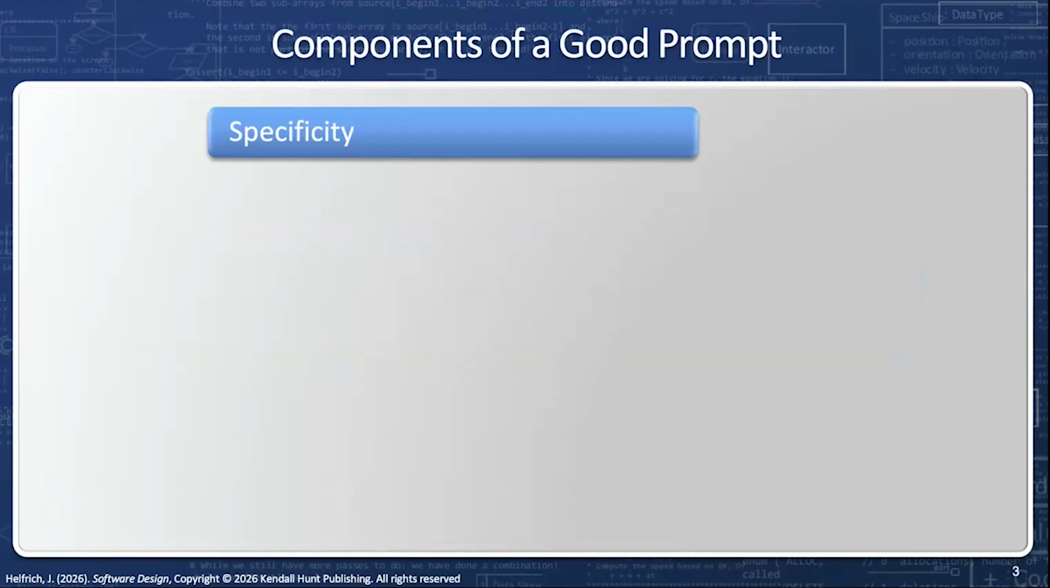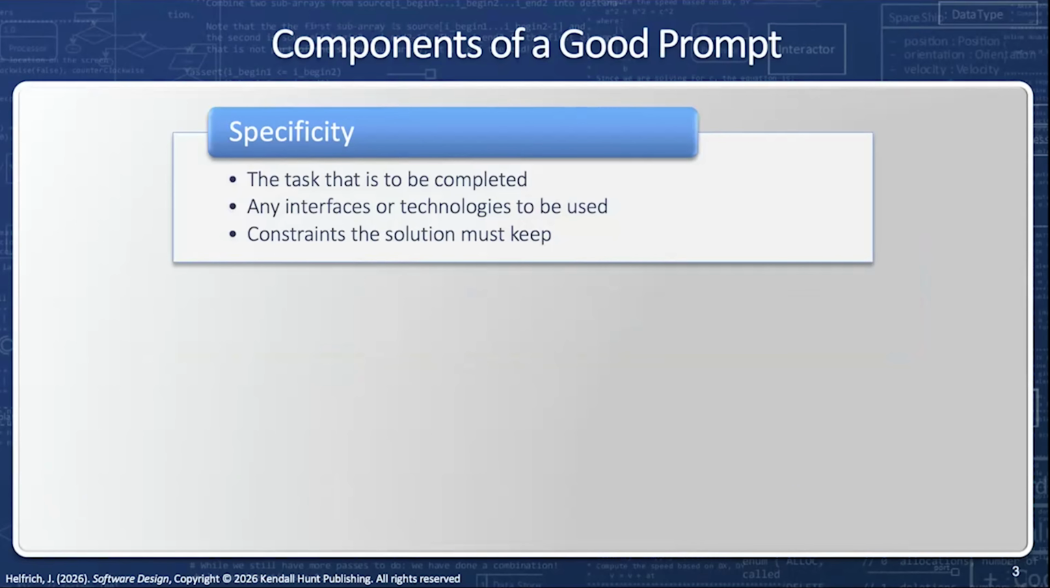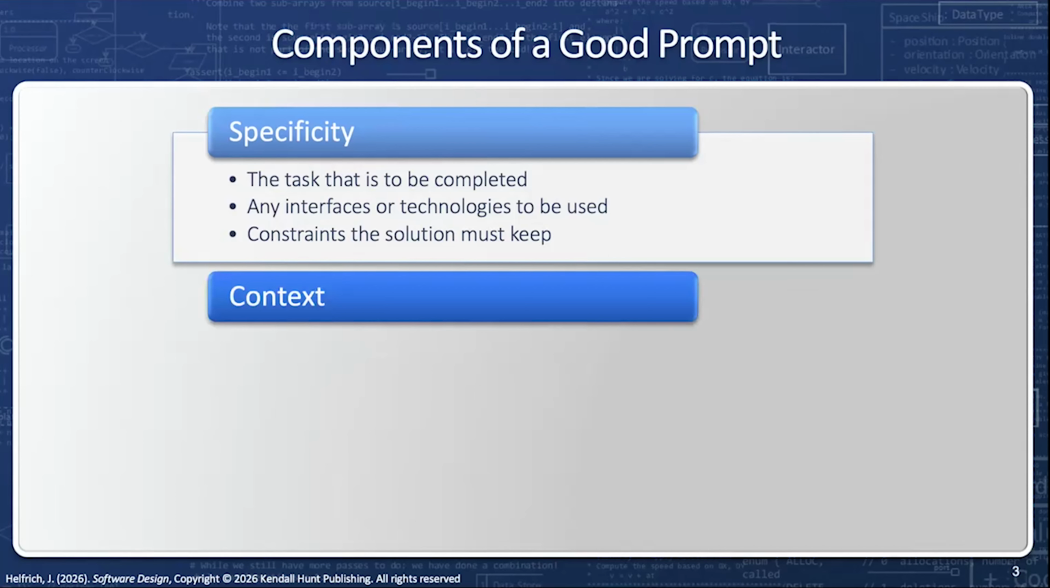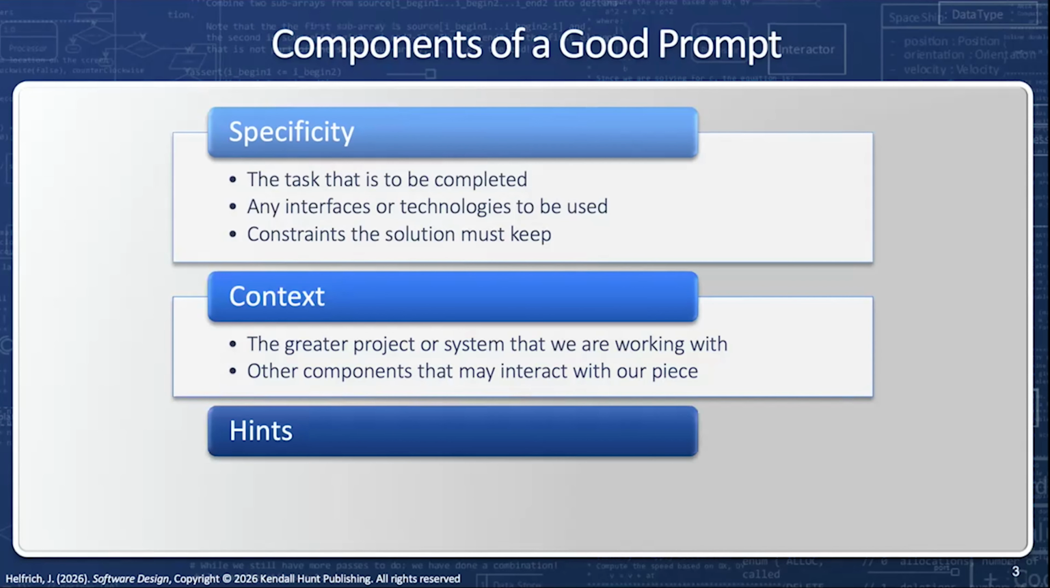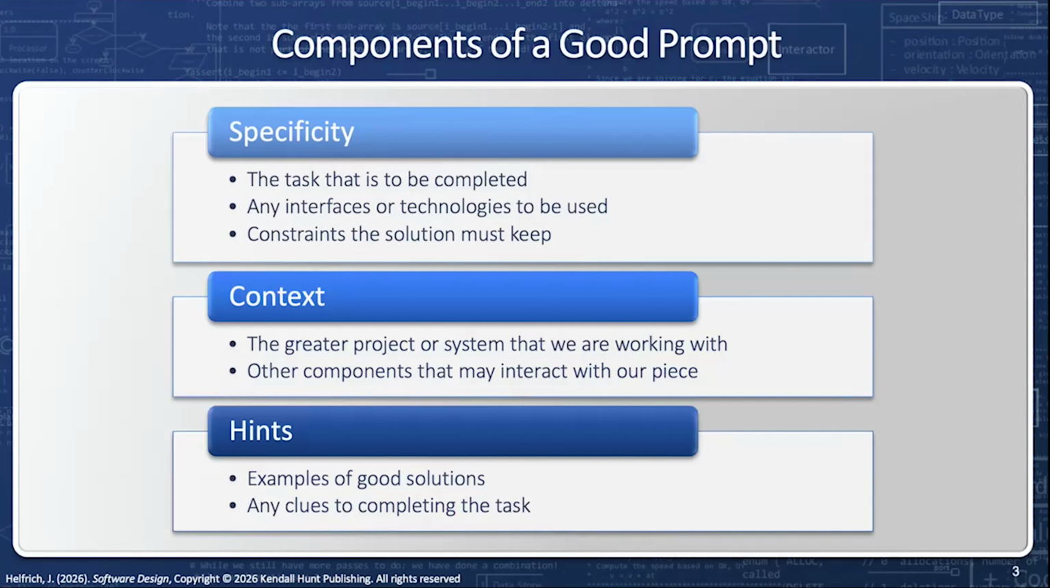First of all, we need specificity, and this is the task that is to be completed, and any interface or technologies to be used, and constraints the solution must keep. The next component is context. This is all about the greater project or system that we are working with and other components that may interact with our piece. And finally, we have hints. These are examples of good solutions and any clues we may have about how to complete this task. So let's demonstrate how specificity, context, and hints come into play.